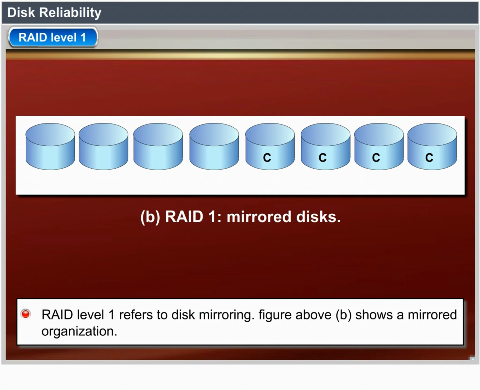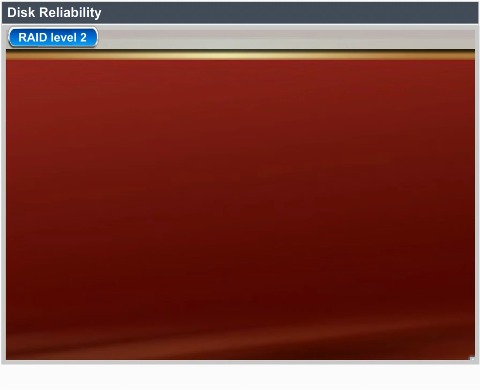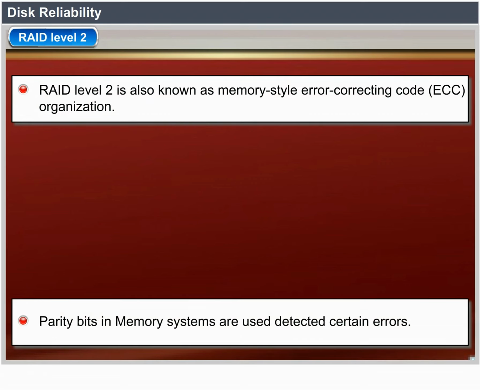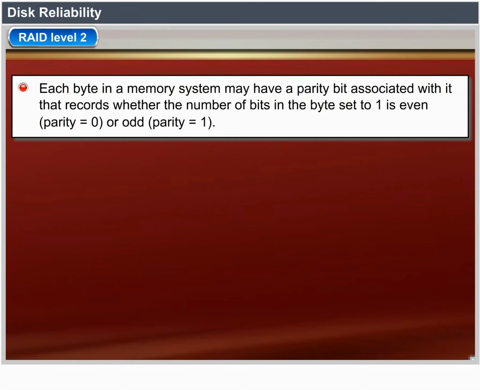RAID Level 2. RAID Level 2 is also known as Memory-Style Error-Correcting-Code (ECC) organization. Memory systems have long detected certain errors by using parity bits. Each byte in a memory system may have a parity bit associated with it that records whether the number of bits in the byte set to 1 is even, parity equals 0, or odd, parity equals 1.